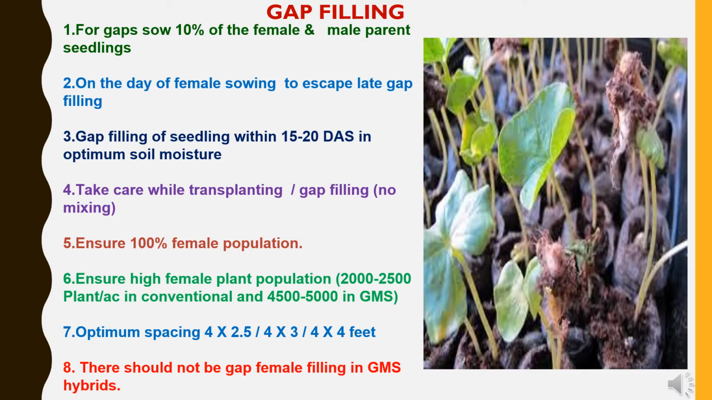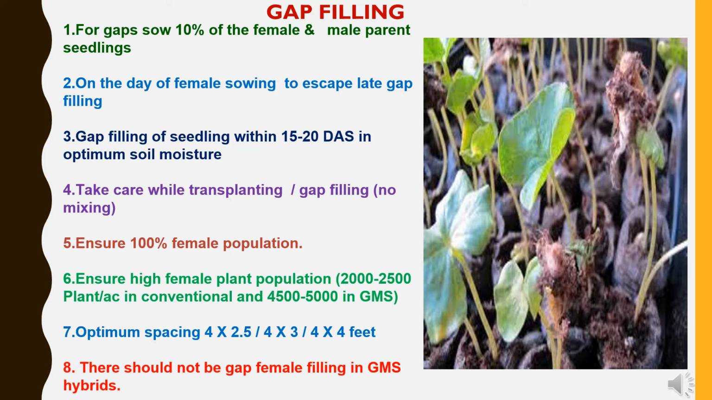Gap filling is one of the important processes in cotton hybrid seed production. Whenever the germination is not proper in fields and gaps are observed, we have to use seedlings to fill the gaps. Gap filling should be done only in the conventional hybrid seed production system, and it should not be done in the genetic male sterility system based production.